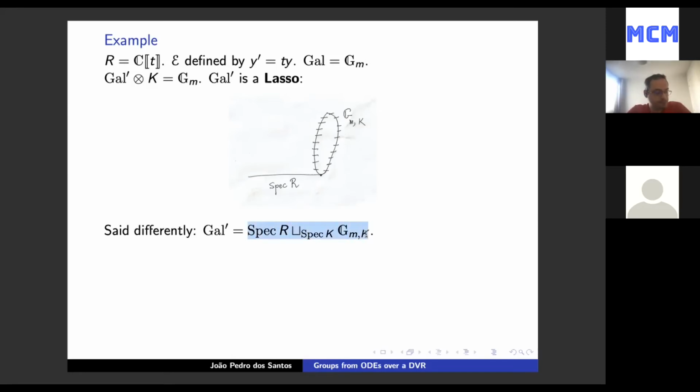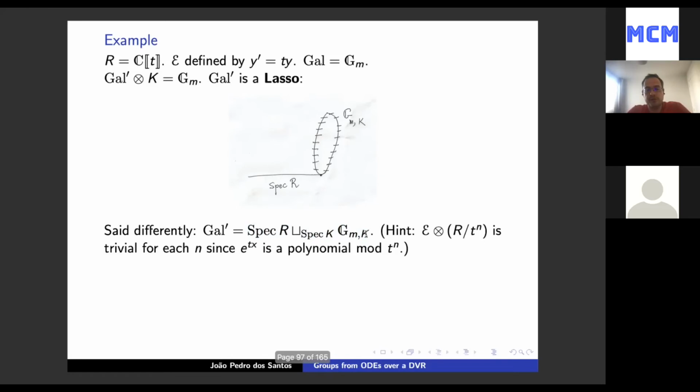Okay, and why is that? The reason is that this equation here, when I reduce modulo T to some power, becomes trivial. Okay, so it means that reducing modulo T should be this part here of the picture, and reducing modulo T being trivial means that there is nothing of Galois at this point here.